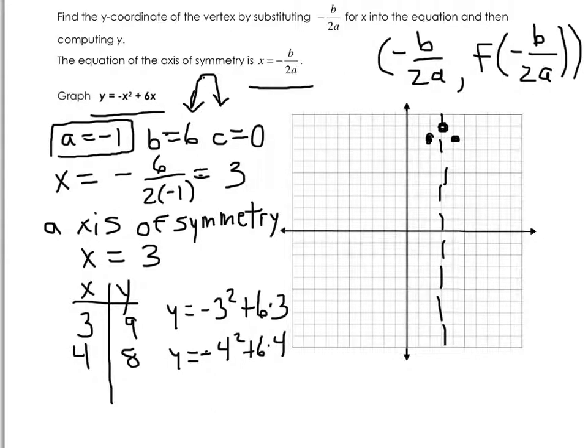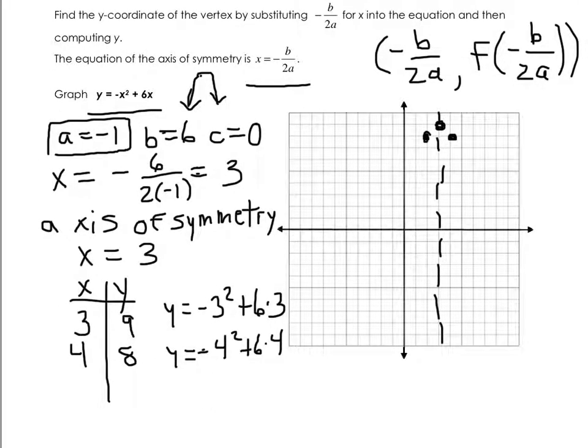I want to go a little further. I want to find out what's happening at 5. Or you know what? Let's go back to 1. 1's easy. So that gives us y is negative 1 squared plus 6 times 1. That's negative 1 plus 6 is 5. So the point 1, 5 is on our parabola. And using our axis of symmetry, we know that the point 5, 5 is also on the parabola.